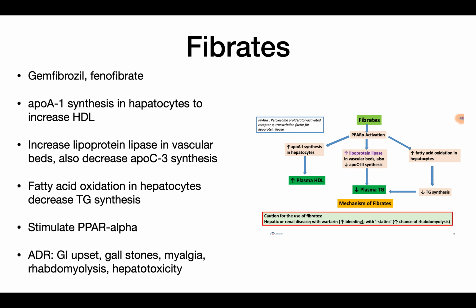The fatty acid oxidation in the hepatocytes will decrease the triglyceride synthesis, and they stimulate the PPAR alpha. And by that, it will increase the lipoprotein lipase in the vascular bed and decrease, like I said. So in doing so, it's going to decrease the plasma triglyceride. The adverse effects or reactions are going to be GI problems, gallstones, myalgia and rhabdomyolysis, and hepatotoxicity.